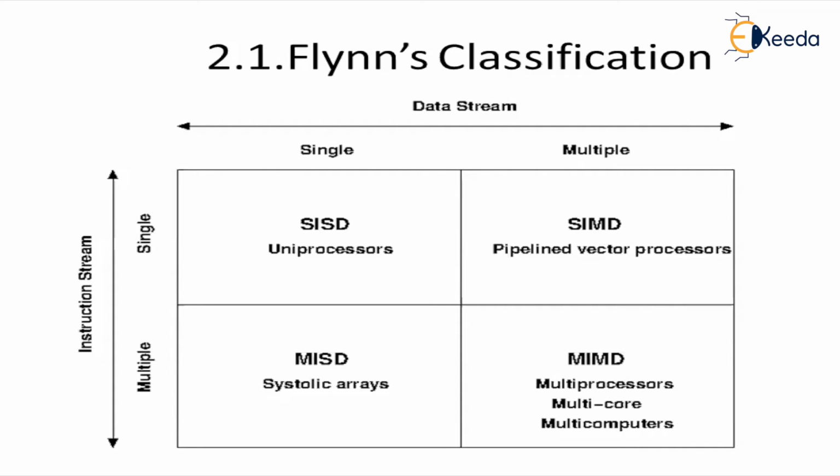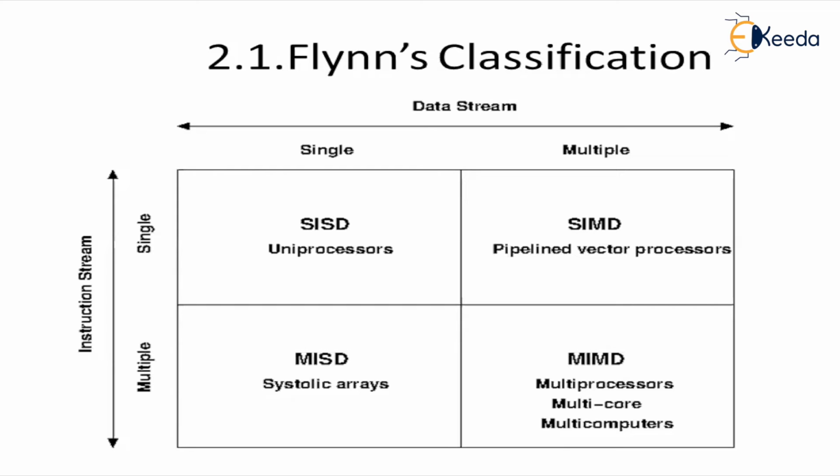When you have single instruction, multiple data, it is called SIMD. That is called pipeline vector processors. Then you have multiple instruction, multiple data. It is called systolic arrays. Then you have MIMD, that is multiple processors, multiple data. That is a part of the multi-processor, multi-core computing systems which exist and are taking place in the system.